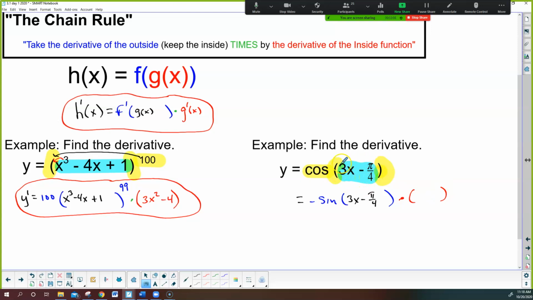So what's the derivative of 3x minus pi over 4? Well, derivative of 3x is just 3. The derivative of pi over 4 is a constant. That's 0. So you don't have to put plus 0 here, but you just have the 3. And then there is one extra thing we can do to clean this up. This 3 can be combined out front. So I'm just going to move that 3 out front.